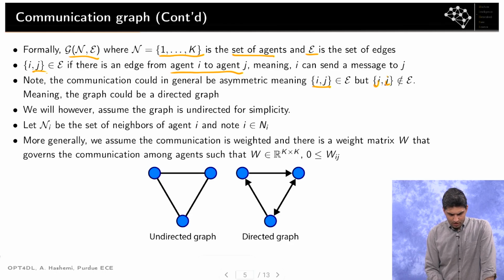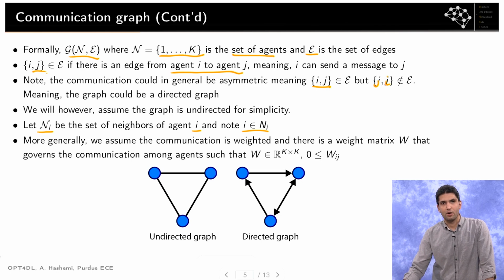Okay. Now let's define another quantity. Let N sub i be the set of neighbors of agent i, and we always assume that an agent can communicate with itself because obviously it has access to its own data, it has access to its own loss. So therefore, i is always among its neighbors.